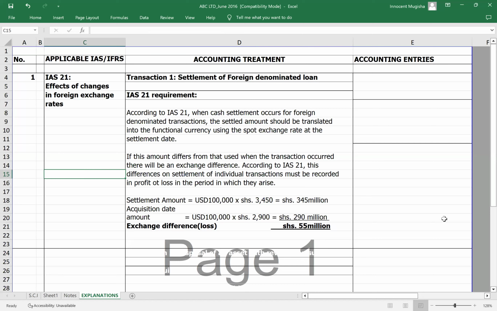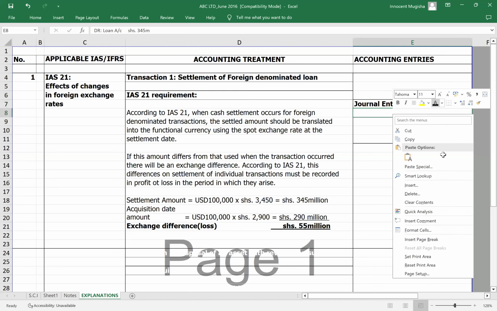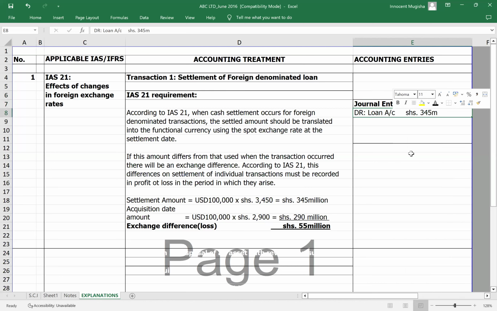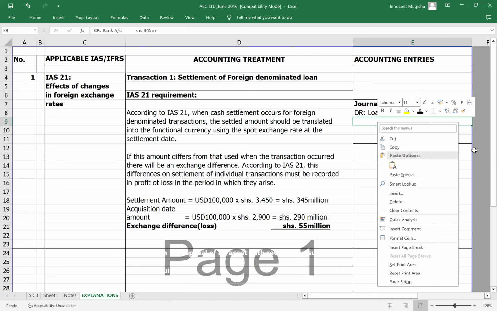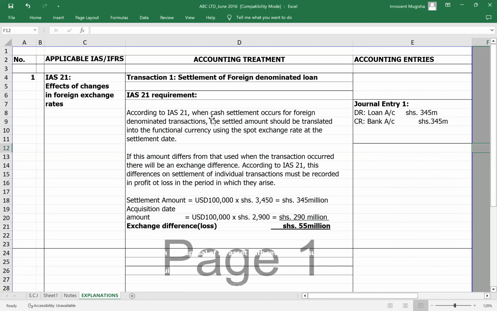So after doing all this, you go ahead to give the accounting entries, and there are going to be 2. Our journal entry number 1 is to debit the loan account with 345 and credit our bank account 345, because we are settling this loan. So in this case, we're recognizing the loan repayment.